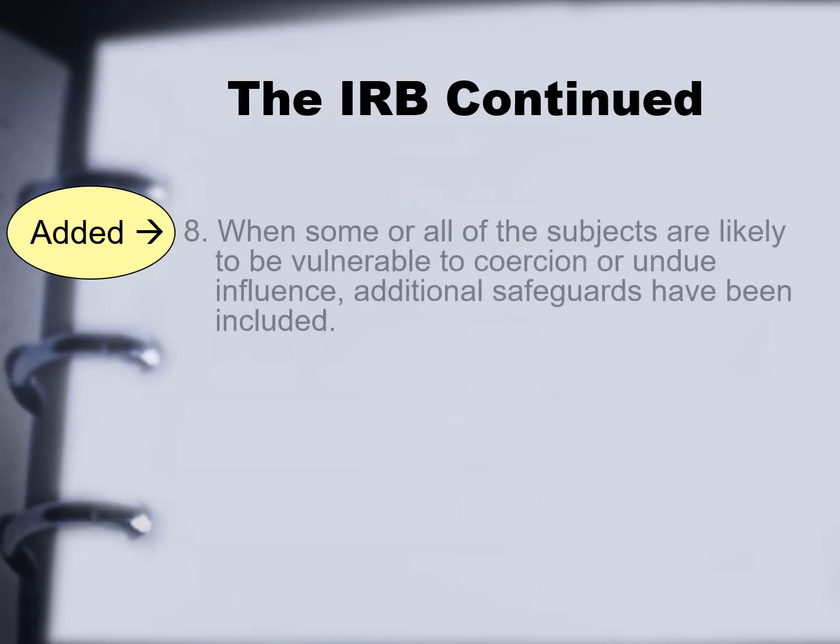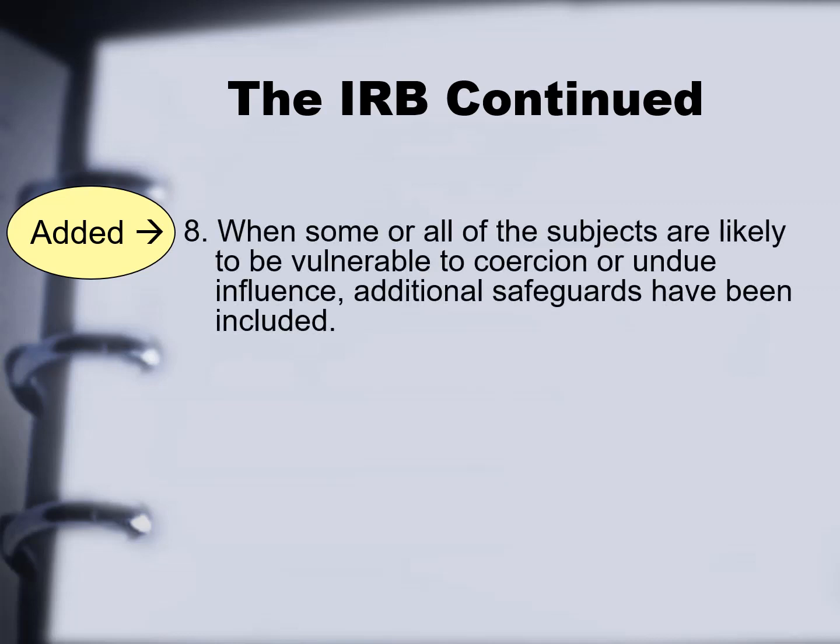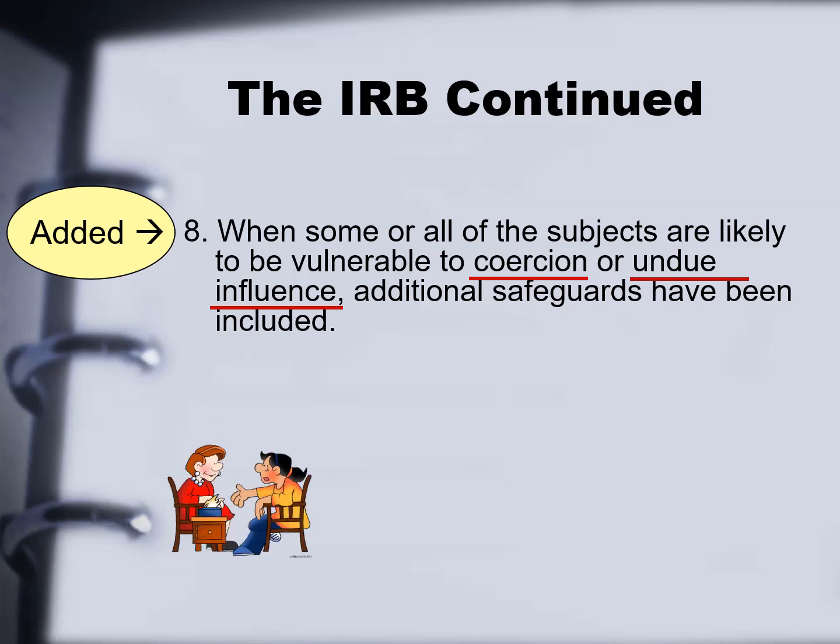And here's the added requirement. When some or all of the subjects are likely to be vulnerable to coercion or undue influence, additional safeguards have been included. So what do we mean by coercion and undue influence? Well, think of it in this way. If you have a client who's receiving services and a researcher wants to interview them or study them in some way as part of an evaluation, let's say, well, it's reasonable to think that they may feel obligated to participate because they're receiving services from the agency. They may fear that if they don't participate, that may somehow affect their services.